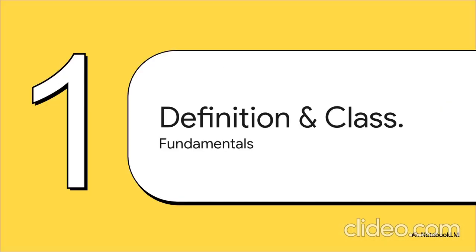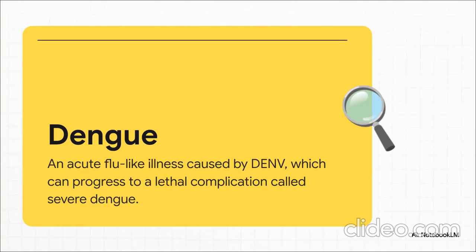Okay, first things first. Let's tackle the definition and classification. So, what are we really talking about when we say dengue? Well, the clinical definition is an acute flu-like illness that's caused by the dengue virus, or DENV for short. But here's the really critical part to remember. It has the potential to progress into a much more dangerous, even lethal complication that we call severe dengue.